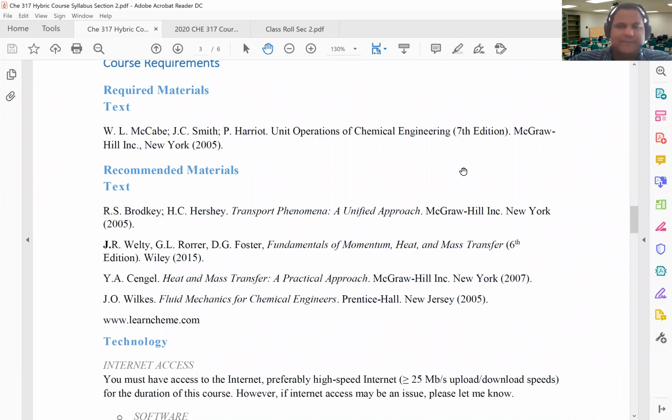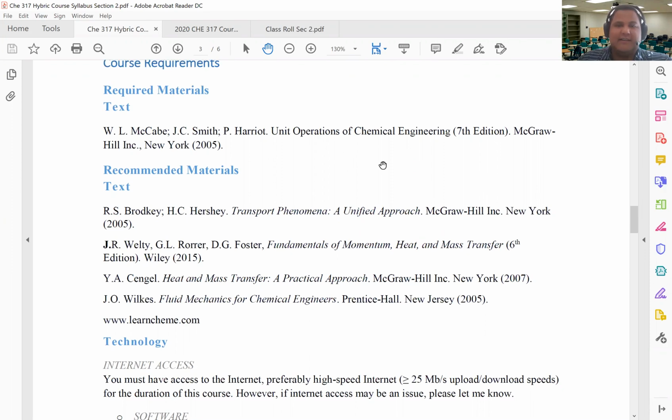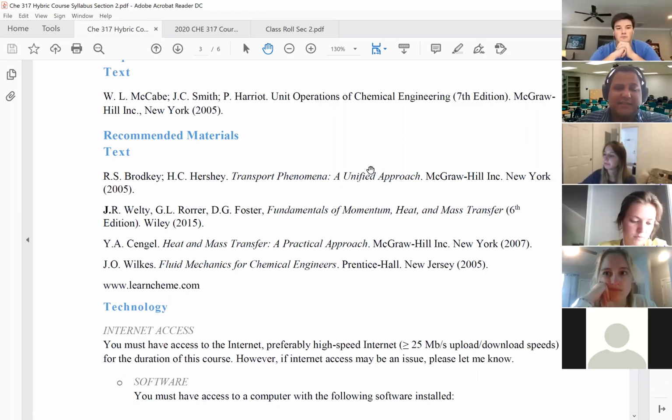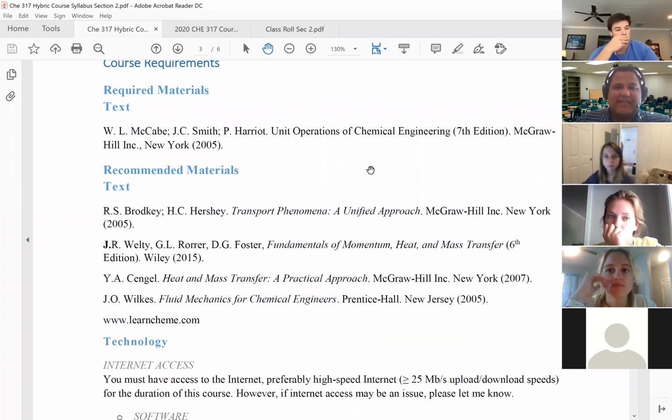All right, now touching base, we're almost finished. I know sometimes this can be a slog. The required book is McCabe, Smith, and Harriott, Unit Operations, 7th edition. Now, my caveat and 2 cents on the book, it's a decent book. However, it's not a textbook in that it's not really designed to teach you material. It's designed to refresh material that you already kind of know. So it comes off as more of a reference text than a true teaching textbook.